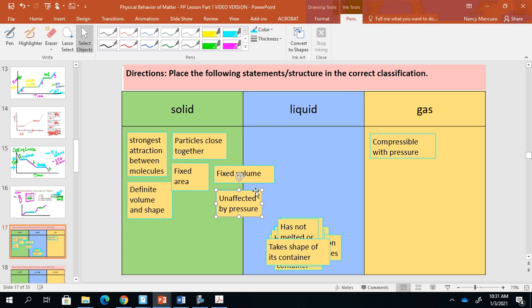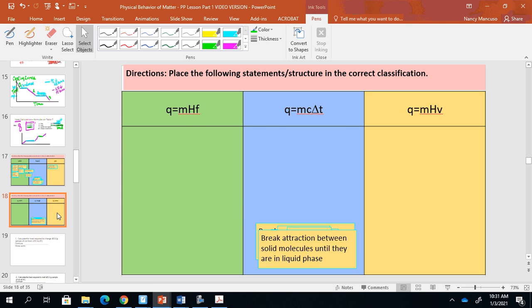All right, I'm going to stop right there because now you get the idea of how to do this, and I want you to finish the pile. So pause the video and finish the pile. All right, I'm going to move on to the next one.